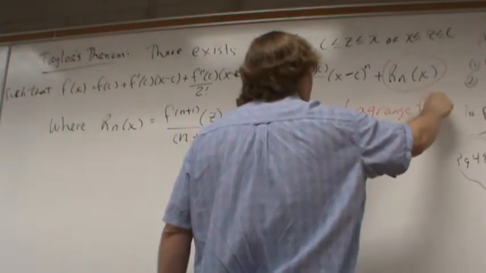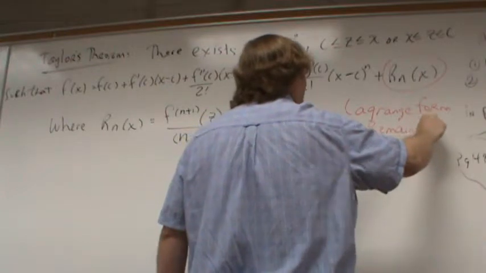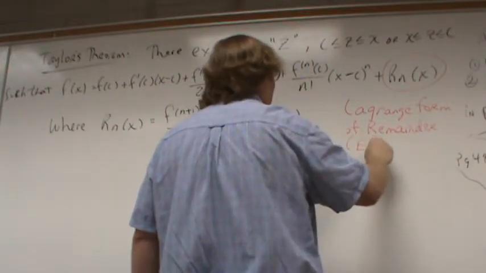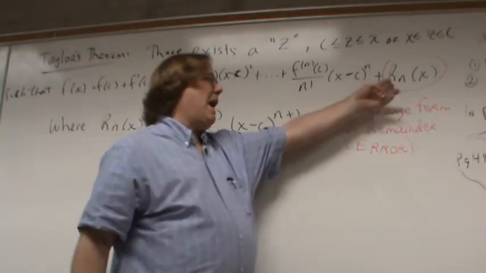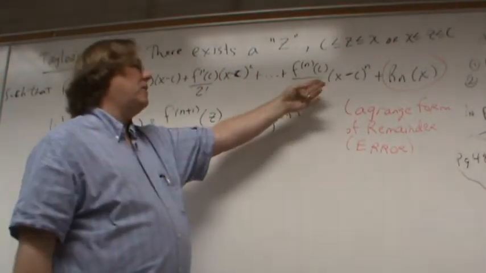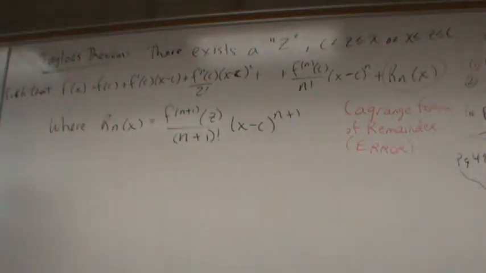Lagrange form of the remainder. They call it the remainder, but really it's the error. It's how much off you are. It's how much you have to add or subtract to these guys so that the right side of the equation is identical to the left side of the equation. So for example, the remainder here was 0.075. The left side exactly equals the right side as long as you add 0.075 to the right side, then you're good.